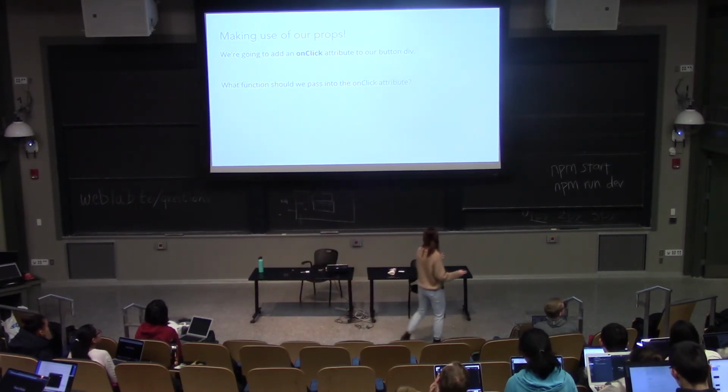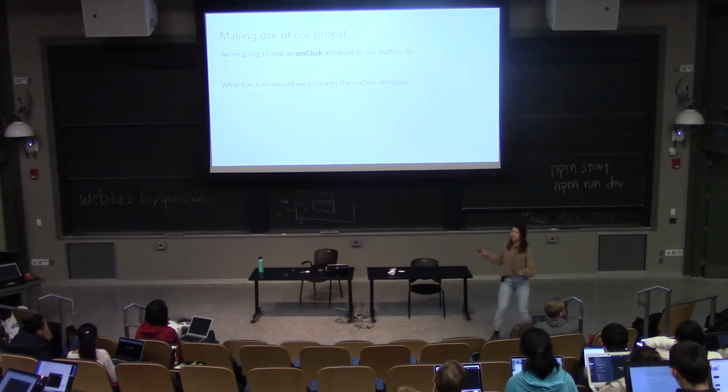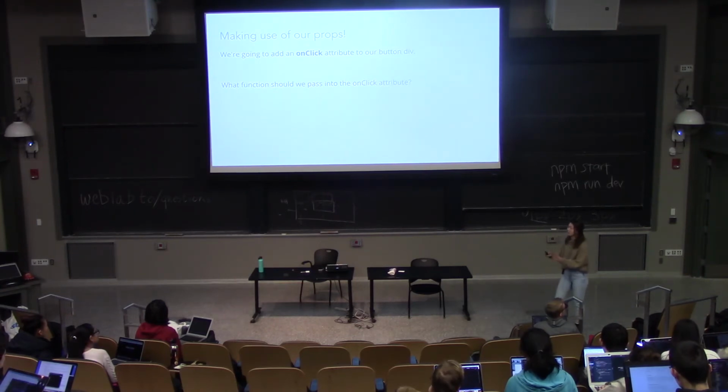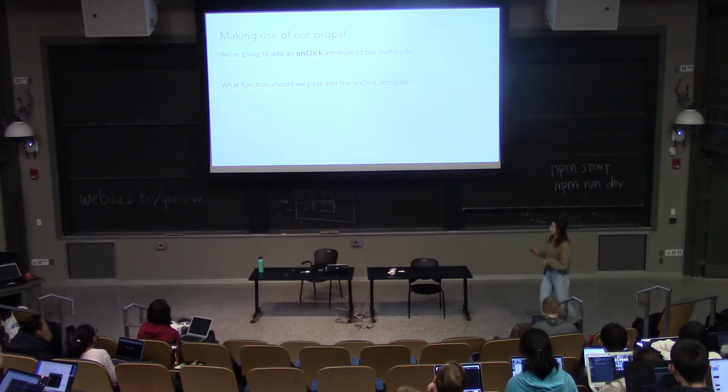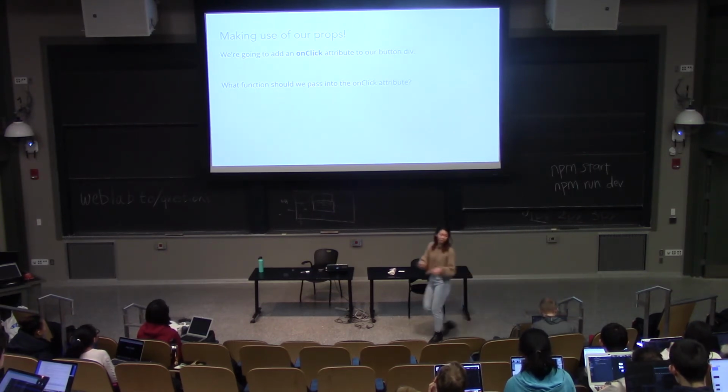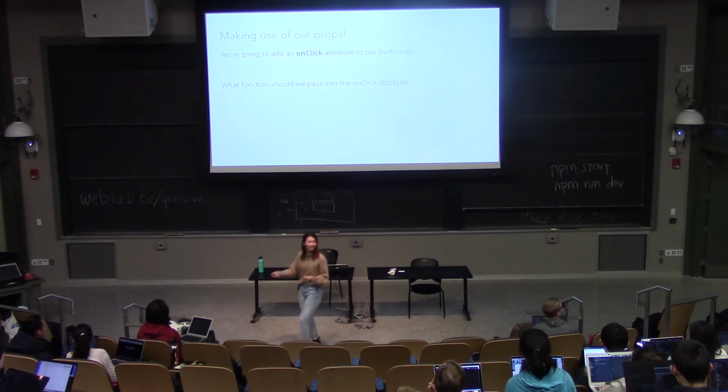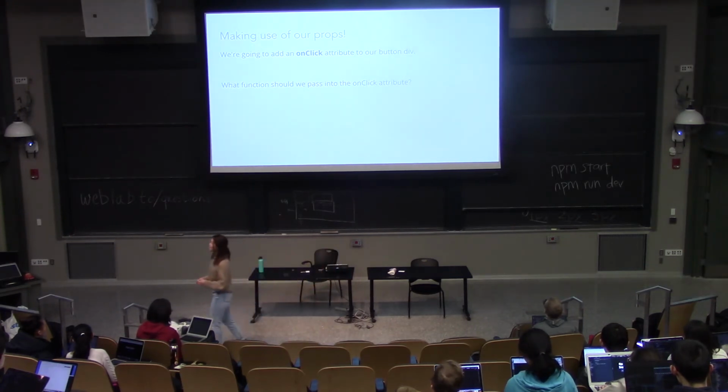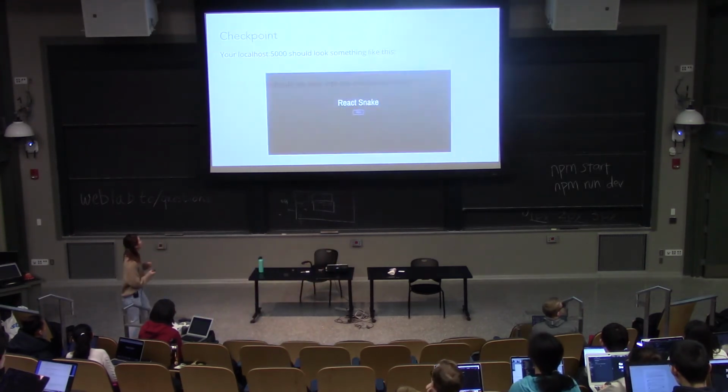And if you remember, we defined an anonymous function as a prop to pass into homepage. And can someone tell me what function we should pass into, well, it's a prop, but what should we pass into the onClick attribute? Does anyone want to guess? Okay, well, we'll go back and show.